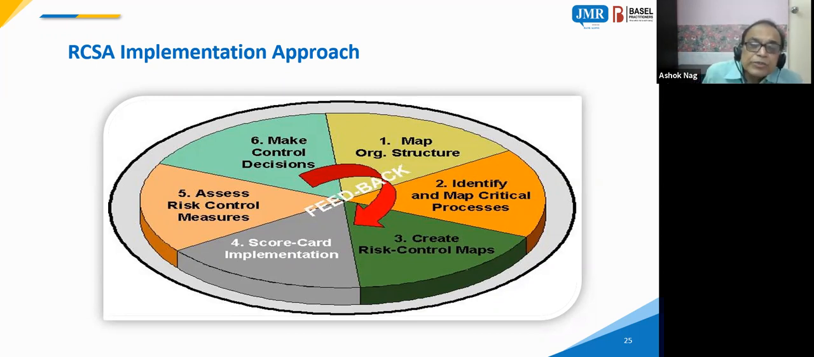And assess risk control measures and make control decisions: if something is not done, why has the control failed? Suppose the risk assessment is done and the control assessment says it is not working, for example the ECB for three months. What have you done? He says, I have sent a letter to some department, procurement, IT, or whatever, and it is lying there. Why is it happening? Unless there is proactive follow-up, so make control decisions on how we do these things. This is the RCSA implementation approach.